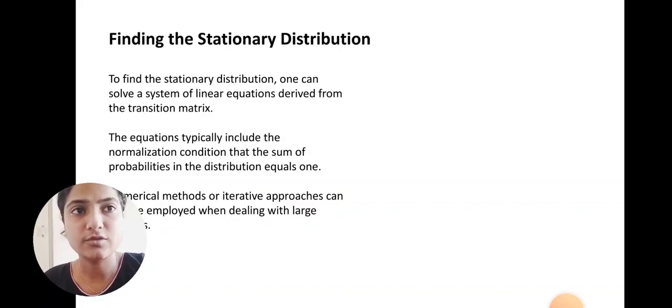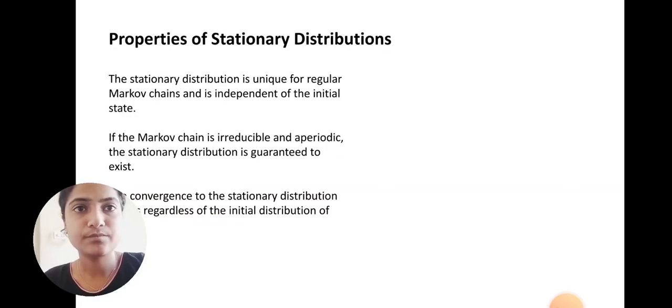Finding the stationary distribution. To find the stationary distribution, one can solve a system of linear equations derived from the transition matrix. The equations typically include the normalization condition that the sum of probabilities in the distribution equals 1. It makes it easy to find the stationary distribution of a Markov chain.